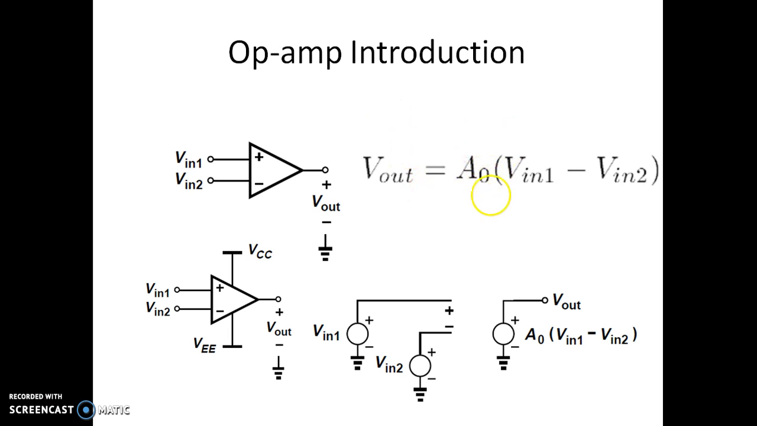The other representation of the op-amp symbol can be by this symbol. Now the difference between this and this is, there is a VCC and VEE, the supply voltages, mentioned. This is how the model of that op-amp looks like. Now this is V in 1, this is V in 2, and this is the voltage gain parameter, that is A0 times V in 1 minus V in 2. So this is the output voltage source whose amplitude is given by A0 times V in 1 minus V in 2.